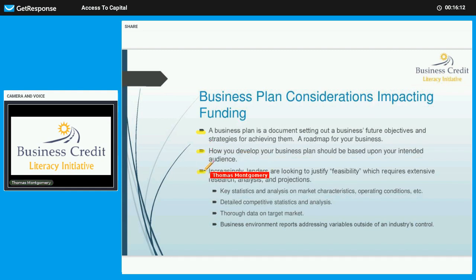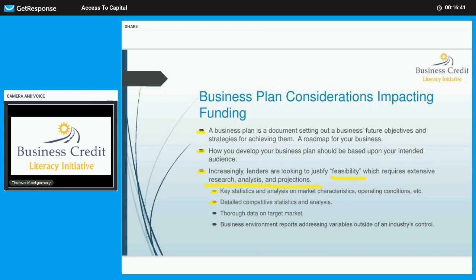If we are going after lenders or investors, it's important to understand that feasibility data is increasingly important to be included in your business plan. So it's including research analysis and projections. So for instance, it's key statistics and analysis on your market characteristics and operating conditions, not just what you think or what you feel, but what the data shows.